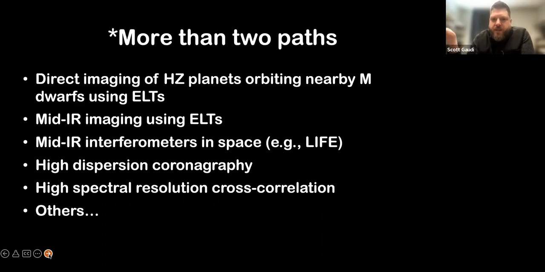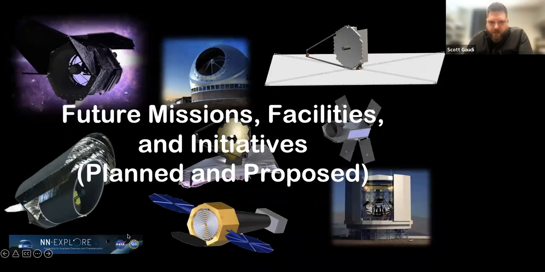You can imagine emitted infrared interferometers in space. That's another path that is being explored, I think, mostly by ESA through the LIFE mission concept. You can imagine doing high dispersion coronagraphy or high spectral resolution cross correlation to look for things like oxygen in Earth-like planets around sun-like stars, where you're not actually resolving the planet, but you're looking for the Doppler shifted features of oxygen or something like that in the atmosphere. Okay, so those are the kind of tools we have at our disposal.